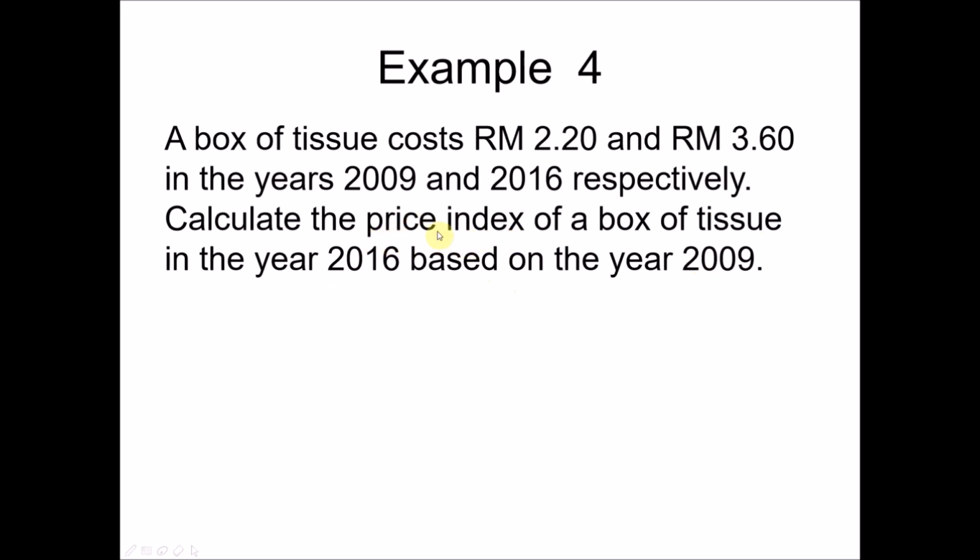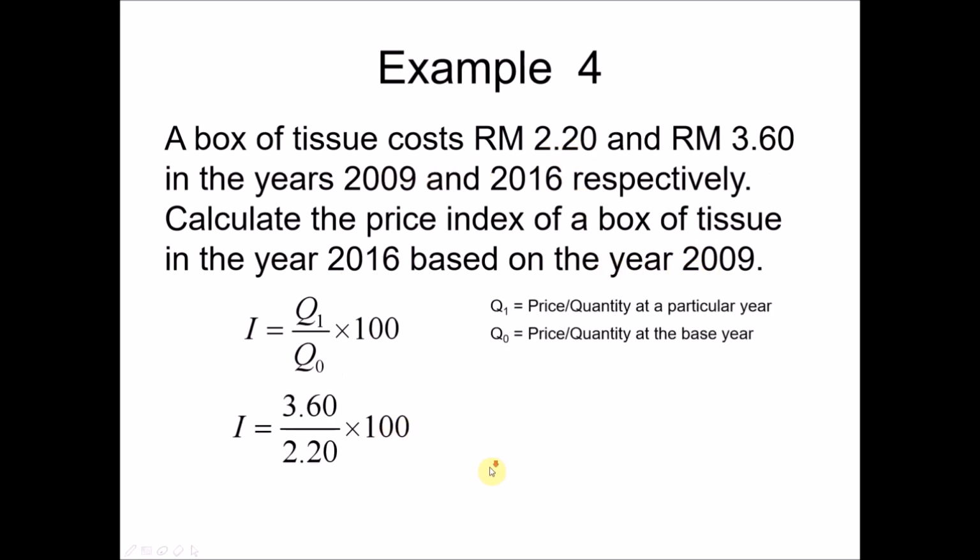When you want to calculate price index, you use this formula, where Q1 is the price in the year 2016, which is 3 ringgit 60 cents. Q0 is the price in the year 2009, the base year, which is 2 ringgit 20 cents. Calculate this, you get 163.64. For index number, you can give two decimal places.